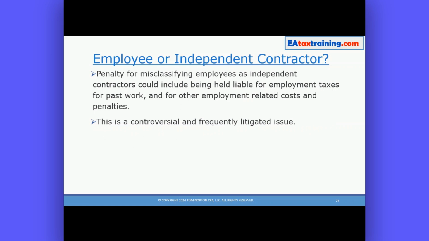And the penalty for misclassifying employees as independent contractors could include being held liable for employment taxes for all the past work going back years and for other employment related costs and penalties. And as we said, it's very controversial and frequently litigated.